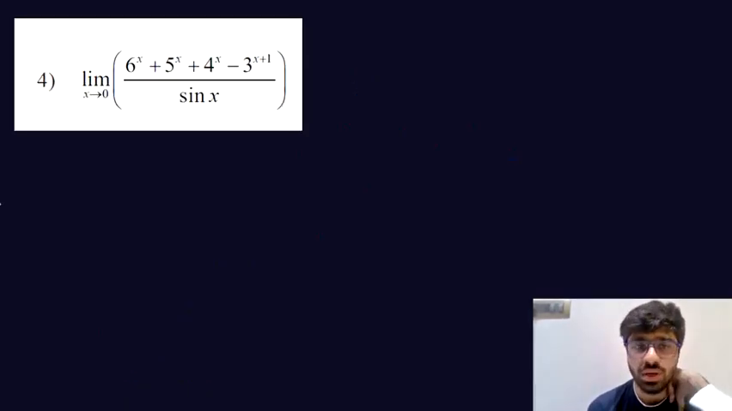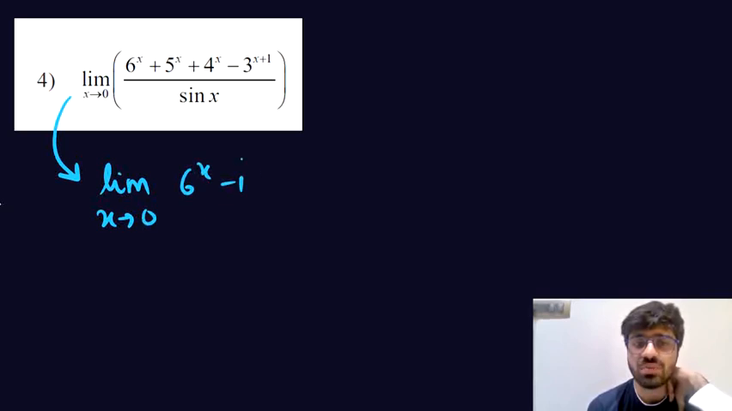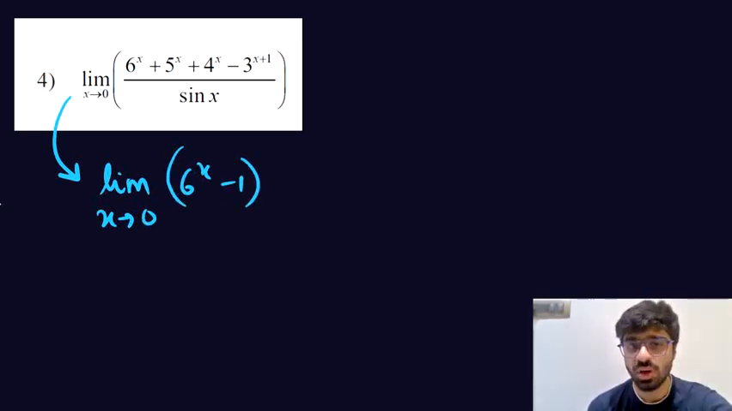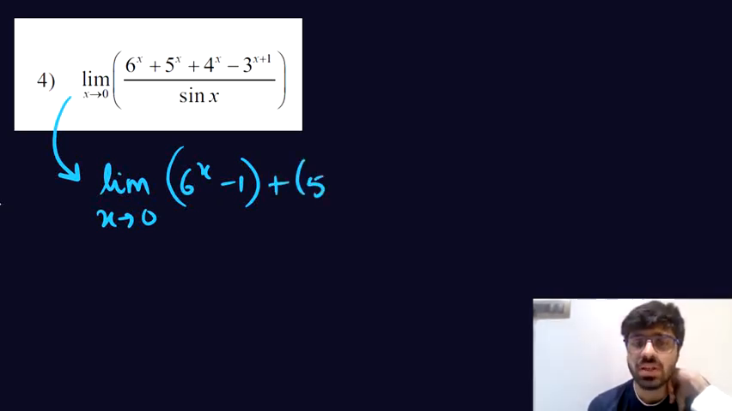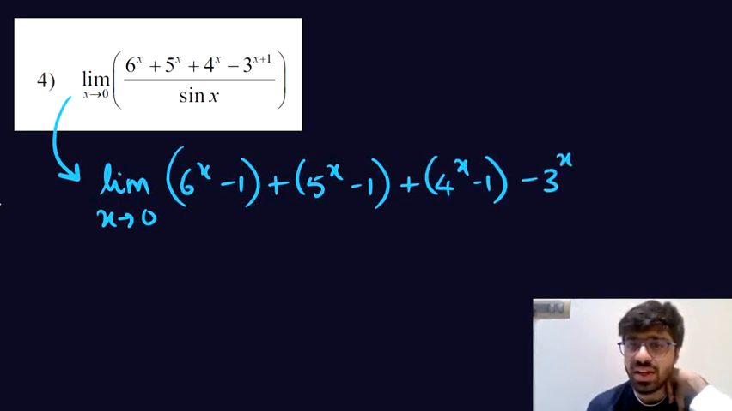Moving on with the fourth one, it's an identical one. So we have limit of x tends to 0, 6 power x minus 1. I hope you all realize this minus 1, I have written it extra. So I will balance it by writing a plus 1 in the end. Plus 5 power x minus 1 plus 4 power x minus 1 minus 3 power x plus 1.